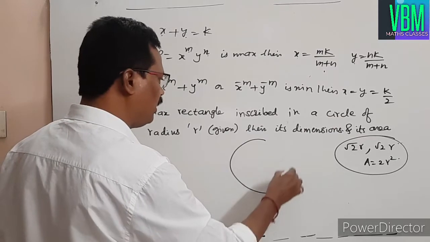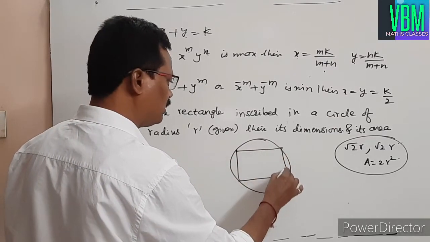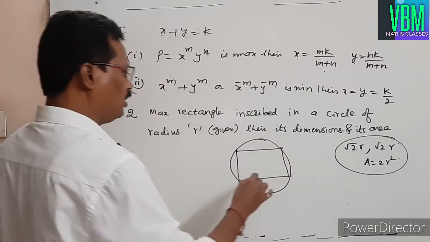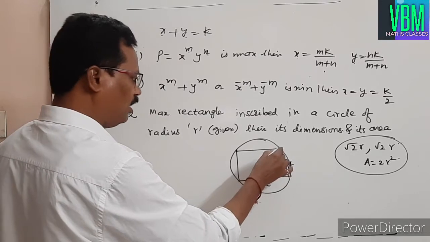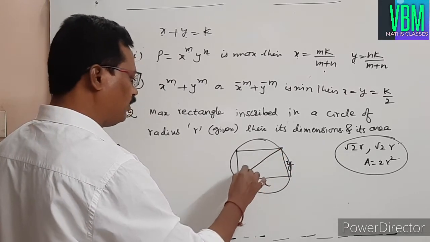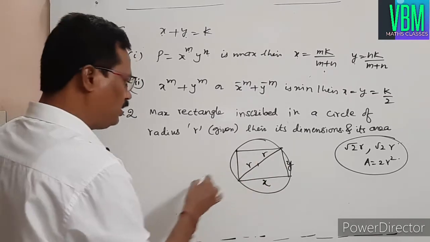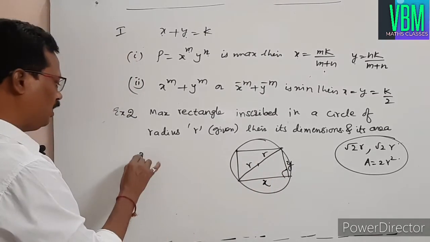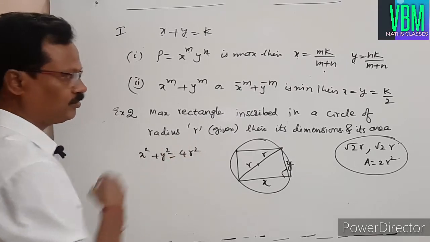One circle we are taking, and a rectangle inscribed in this circle. Let us consider the dimensions x comma y, and the radius is given, therefore this is r, this is also r. Now in this right-angled triangle, x square plus y square is equal to 4r square.